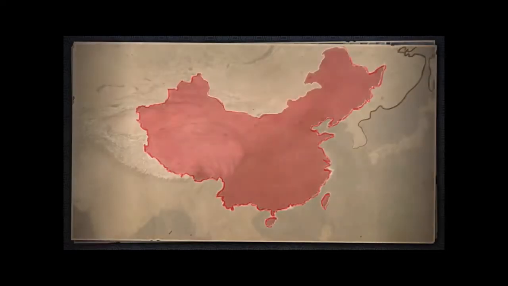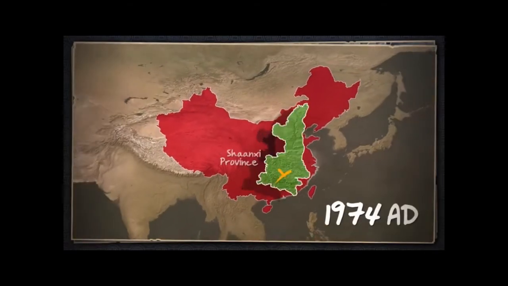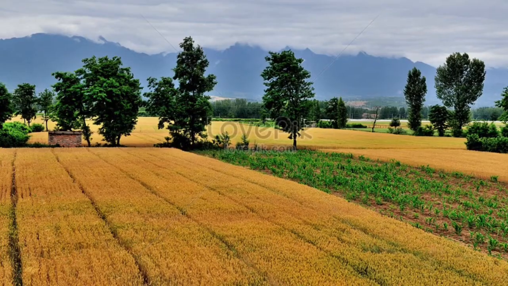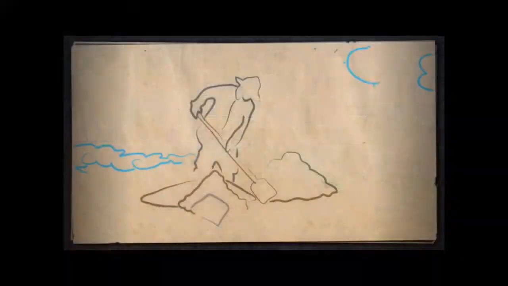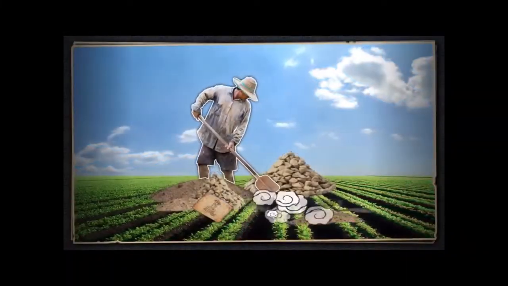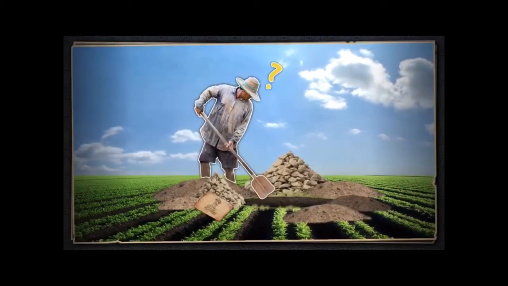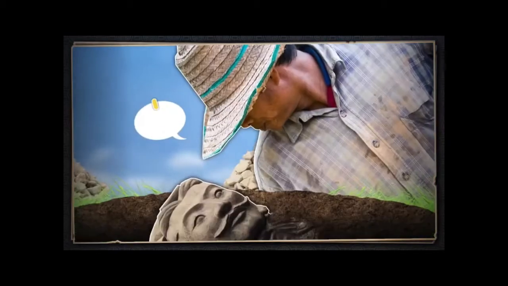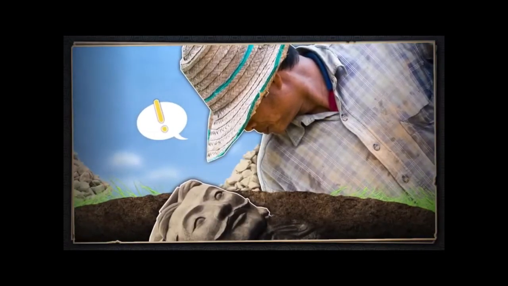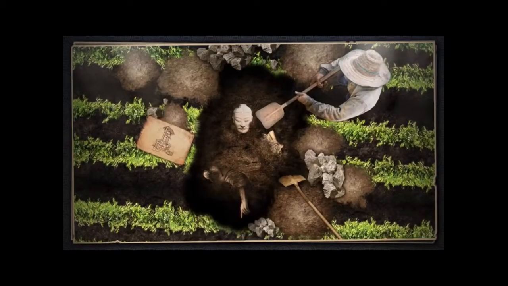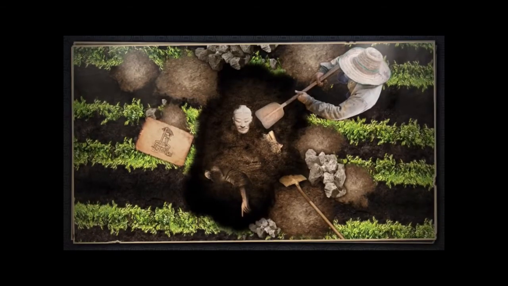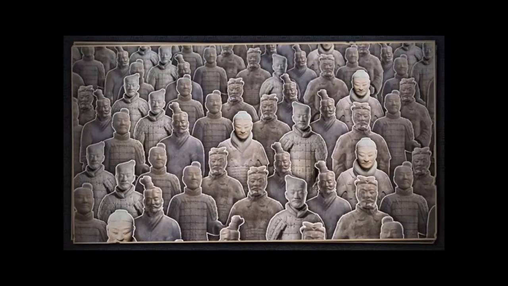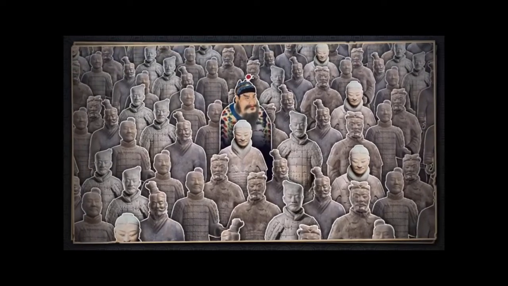The year, 1974. The place, Xi'an, China. A group of farmers were digging a well when they struck something hard in the ground. They saw parts of a statue that looked like a human. The farmers were startled to see a face staring back at them. They had heard legends from long ago of beings living underground. They didn't know at that time they had uncovered the first emperor's terracotta army.